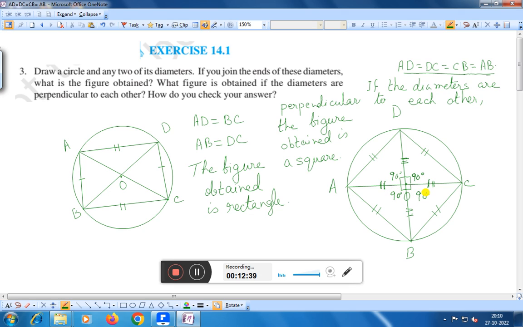And we know in the property of a square that the diagonals of a square bisect perpendicularly. Then here you see that all the radii are equal and the angle between them is 90 degrees. Therefore, we can say that it is a square by the property of the square.